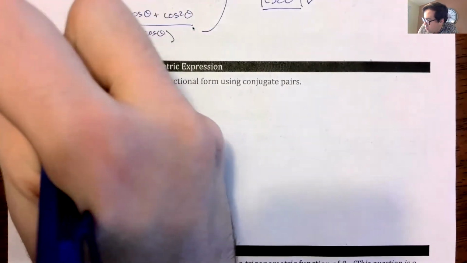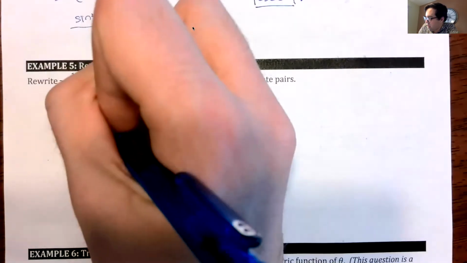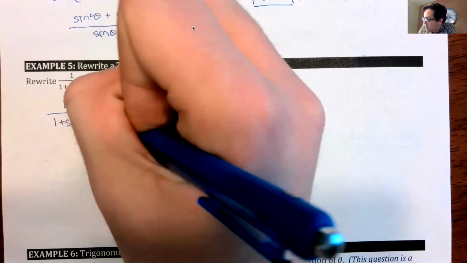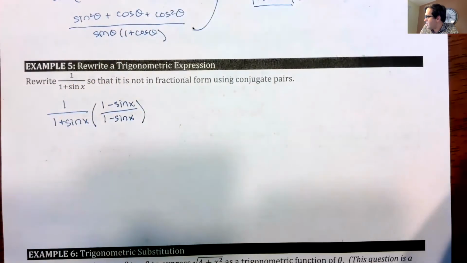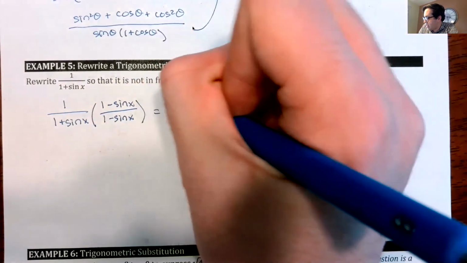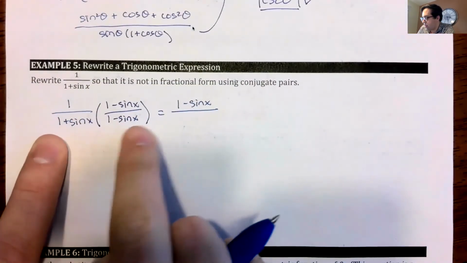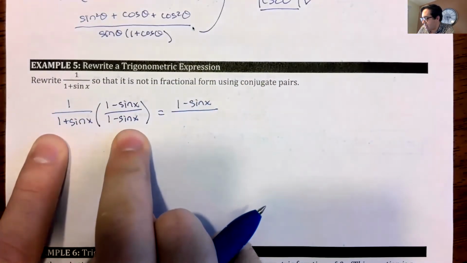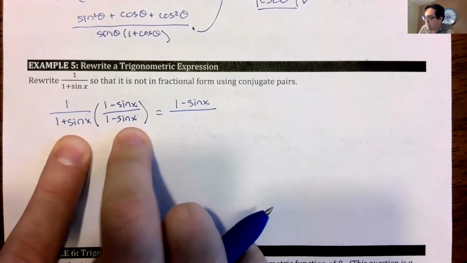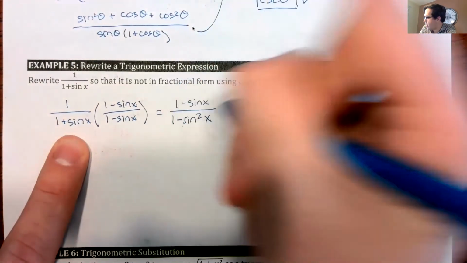So we're going to start with 1 over 1 plus sine of x. And we're going to multiply by 1 minus sine x over 1 minus sine x. And on top, that just means we're going to get 1 minus sine x. On the bottom, let's think about foiling this. So we're going to get 1. For the outer, we'll get minus sine x. For the inner, we'll get plus sine x. So those canceled out. And the last is going to be minus sine x squared, which of course I write as sine squared x.